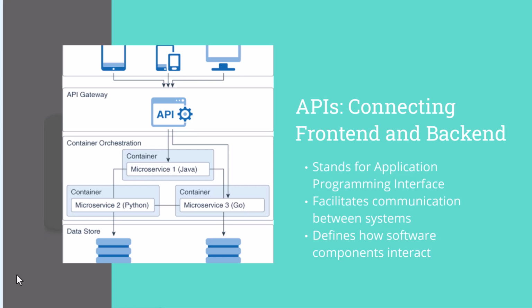APIs, or application programming interfaces, are sets of rules that allow different software components to communicate. They define how the front end and back end interact, enabling seamless data exchange.